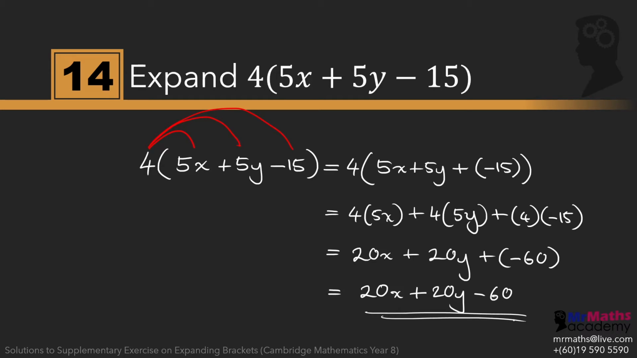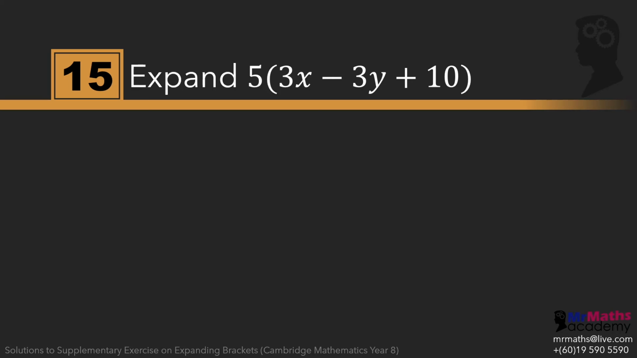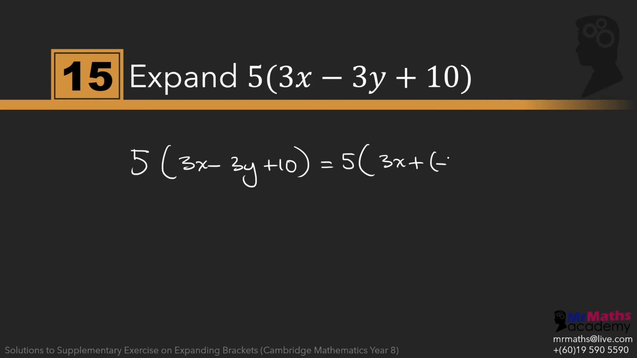Move on to the next question. Again, we have a 3-term expression inside the bracket. So 3x minus 3y plus 10. We have a coefficient of y here as minus 3, so I'm going to include that inside its own bracket. So 3x plus, yeah? And I'm going to put minus 3 here.